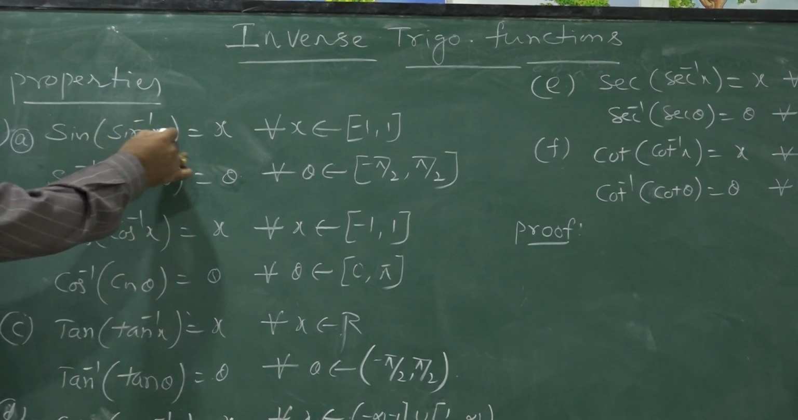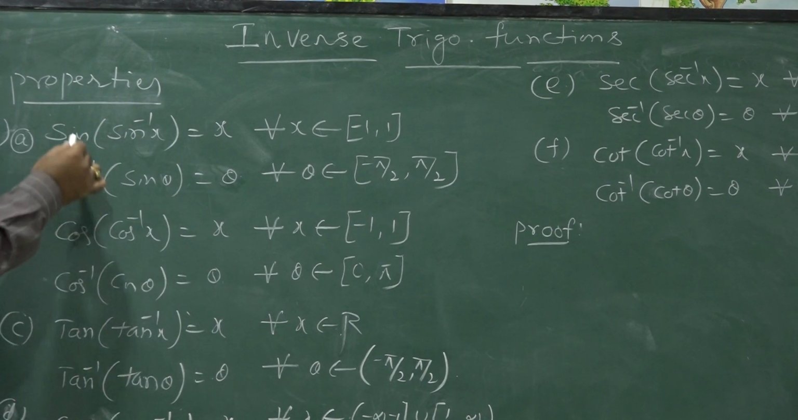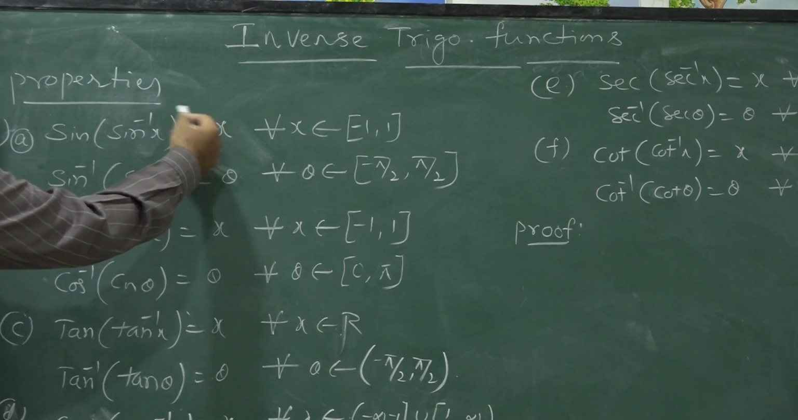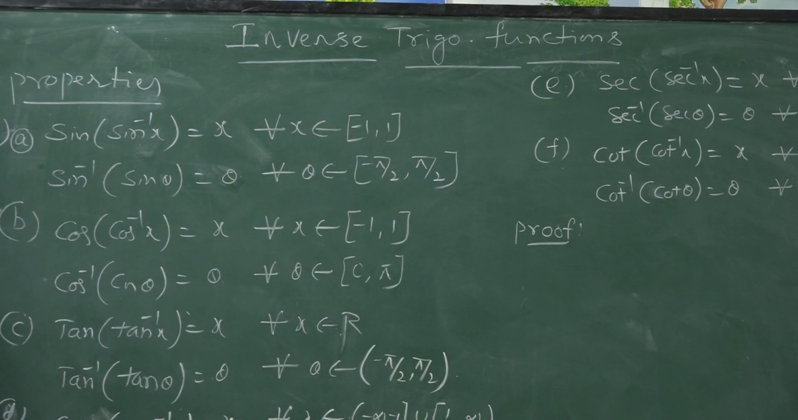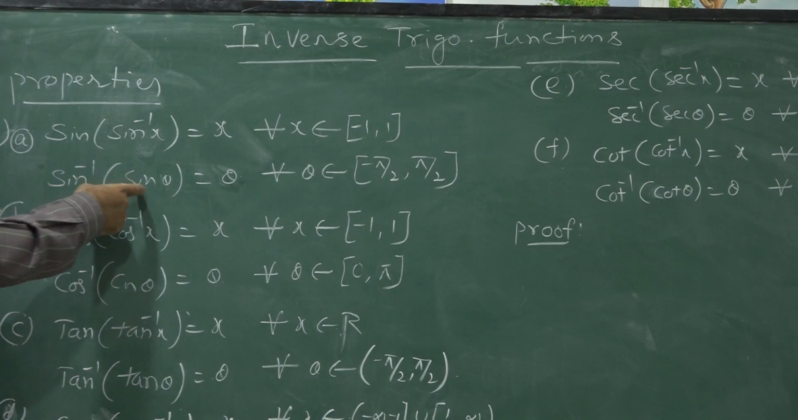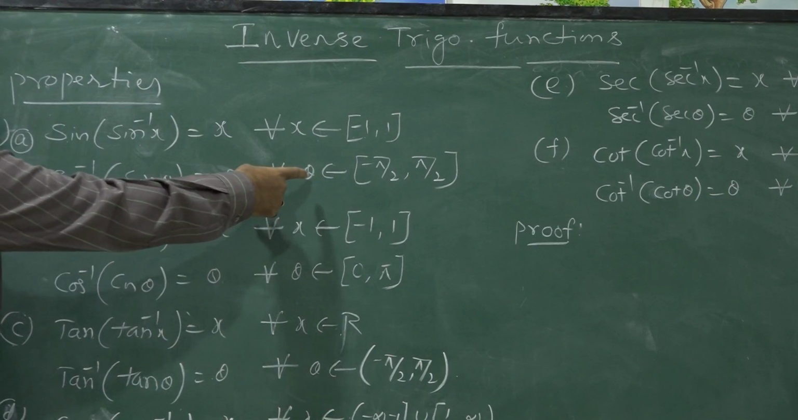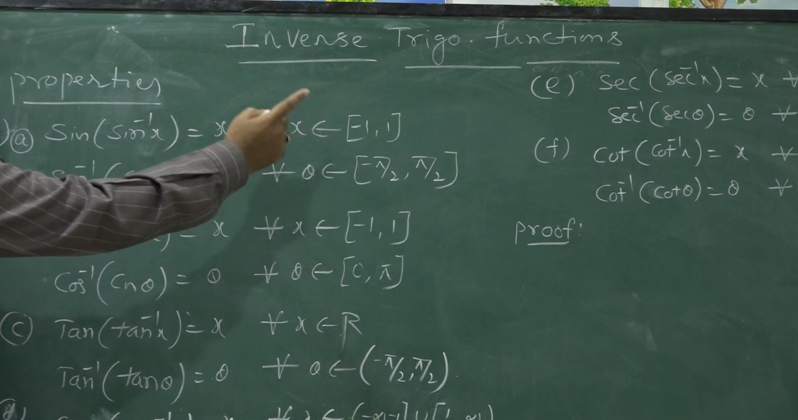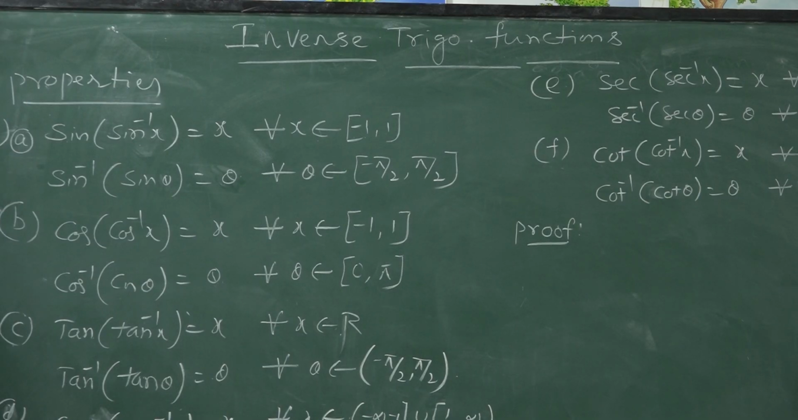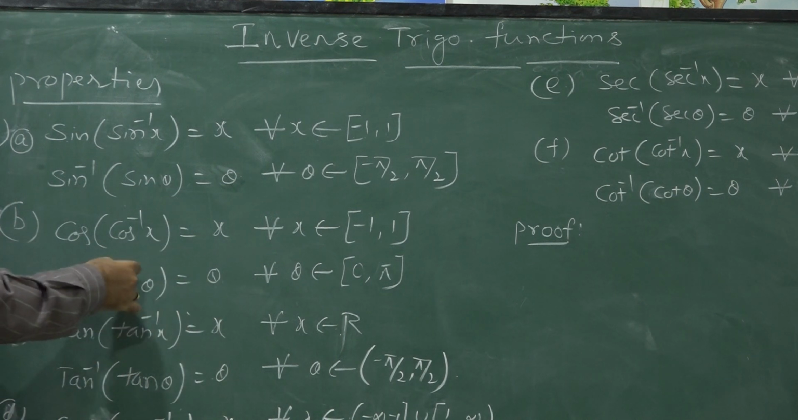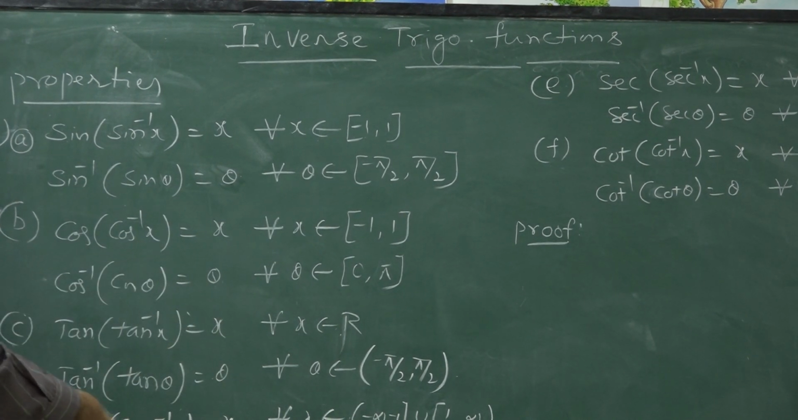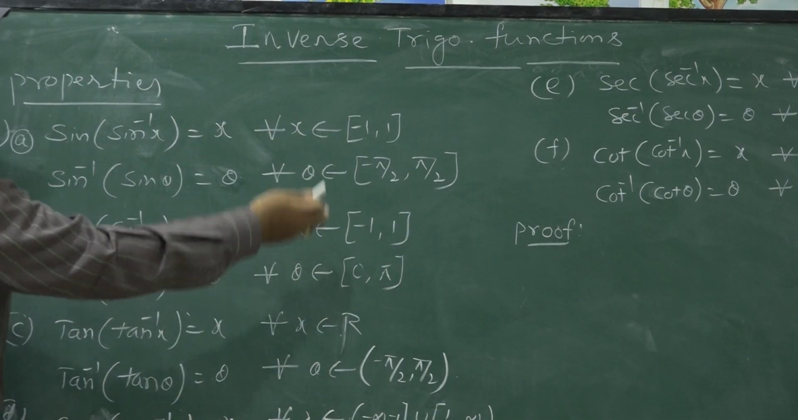sin of sin inverse x is x, which is valid for all x that lies between -1 and 1. That means x belongs to the closed interval [-1, 1]. Similarly, sin inverse of sin theta equals theta, where theta lies in the closed interval [-π/2, π/2]. Similarly, cos of cos inverse x is x, and cos inverse of cos theta equals theta, and so on in their respective restricted domains.